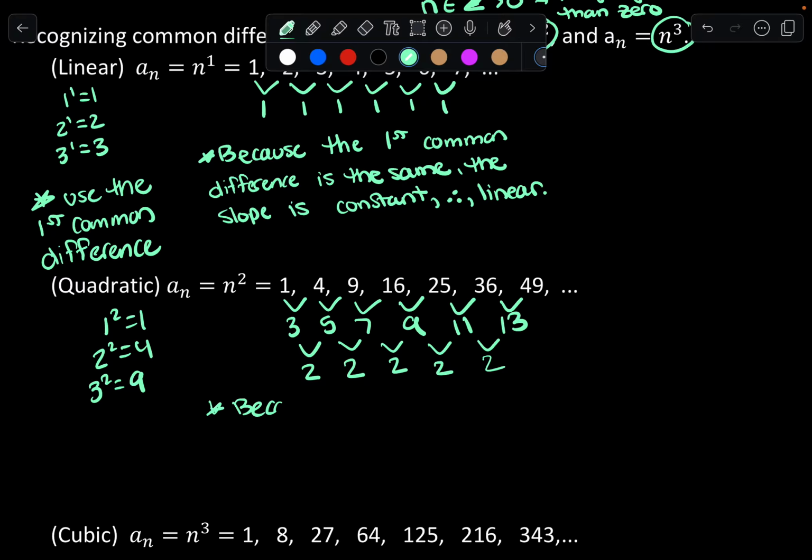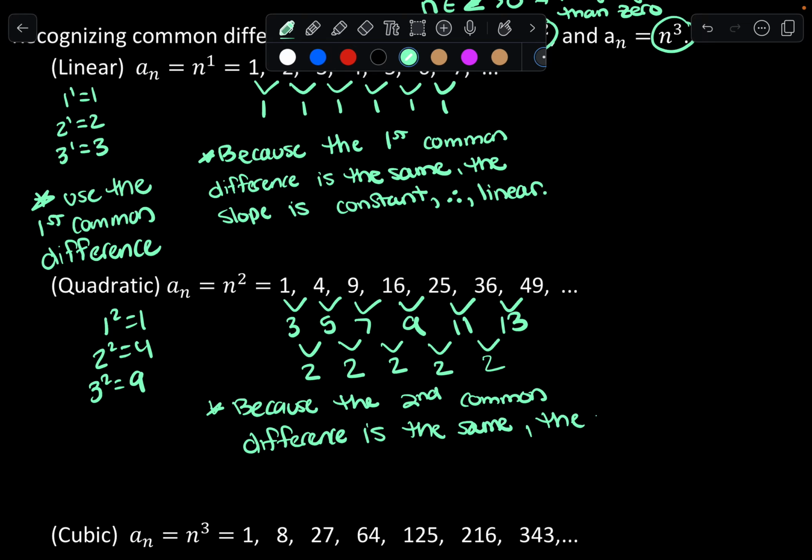So because the second common difference is the same, the rate of change is constant.